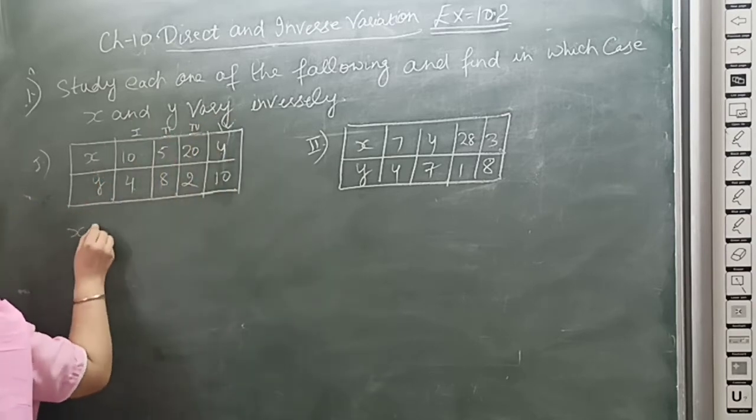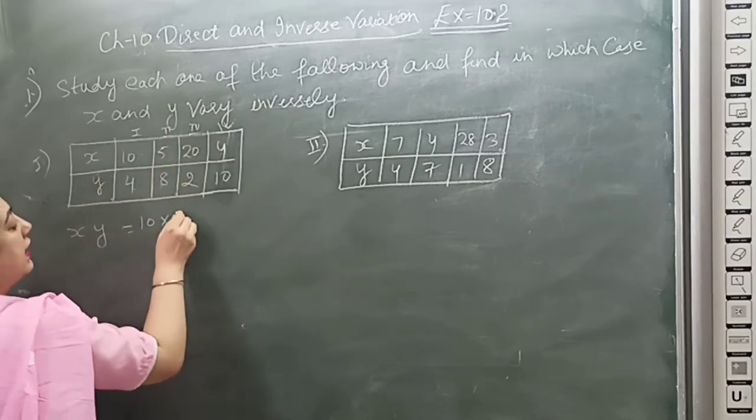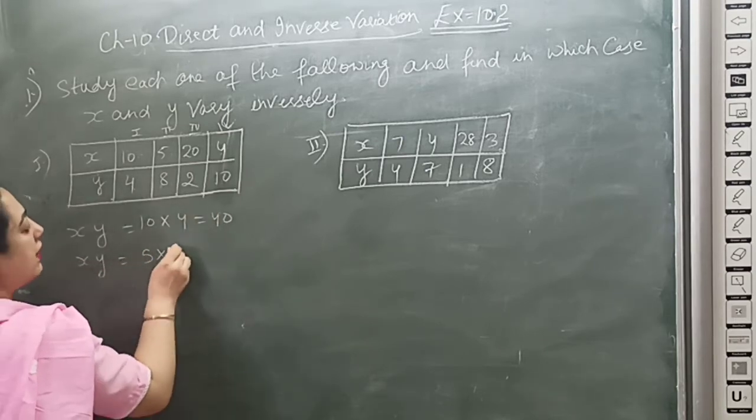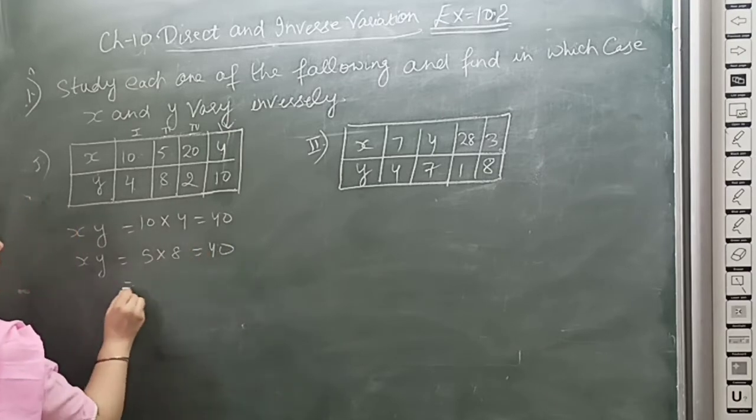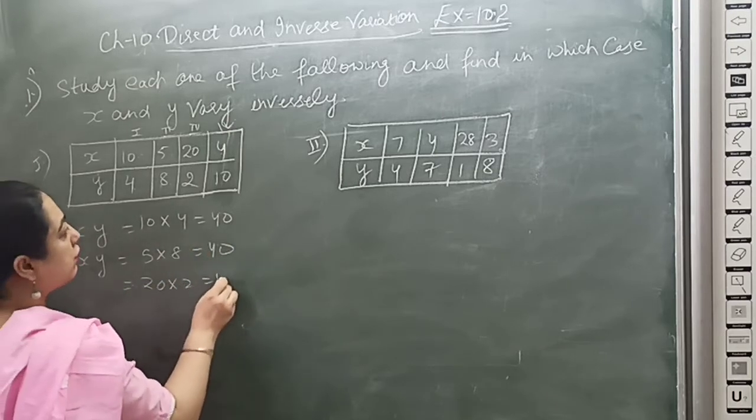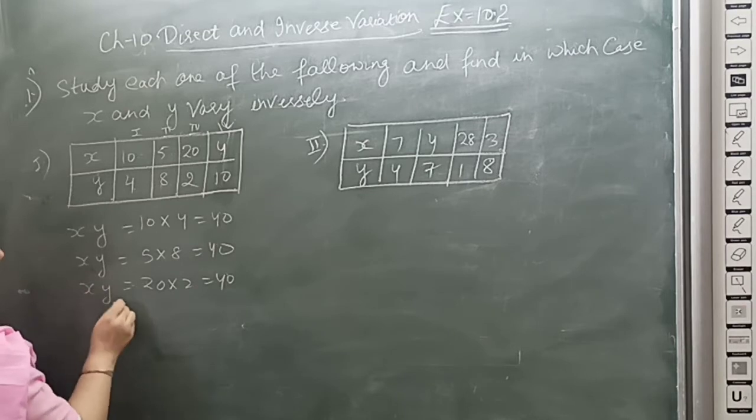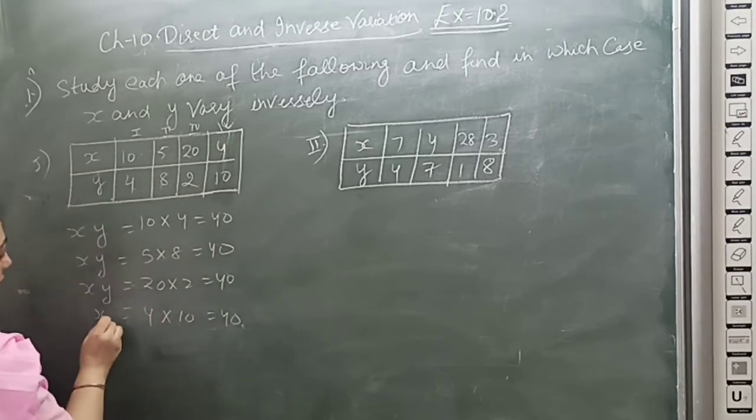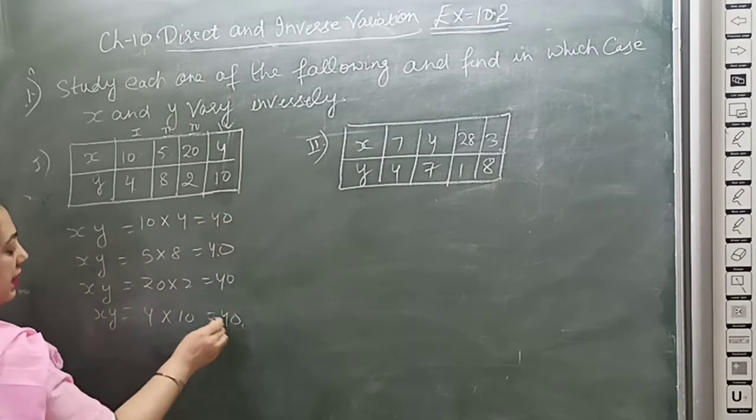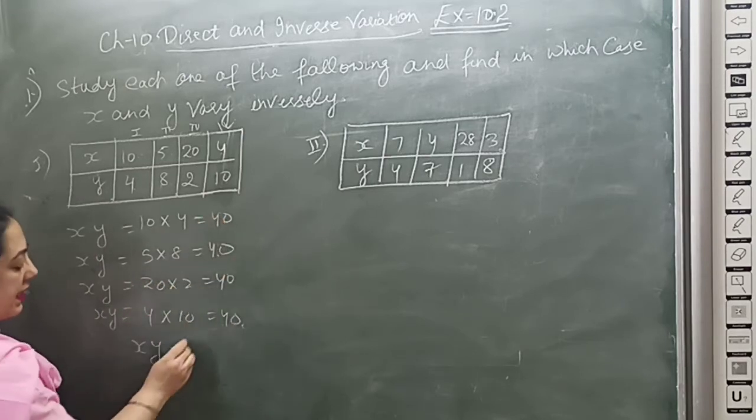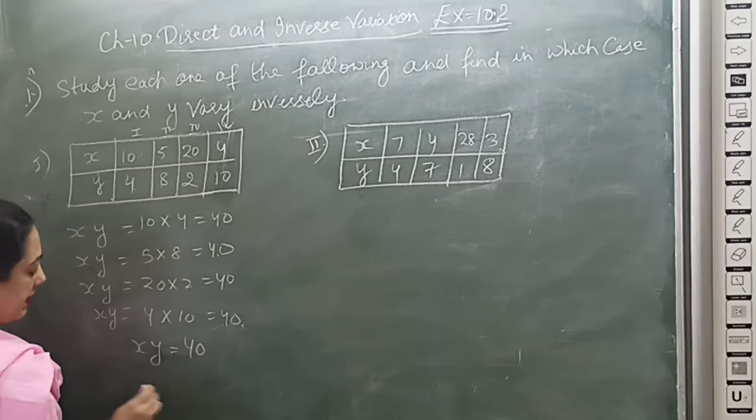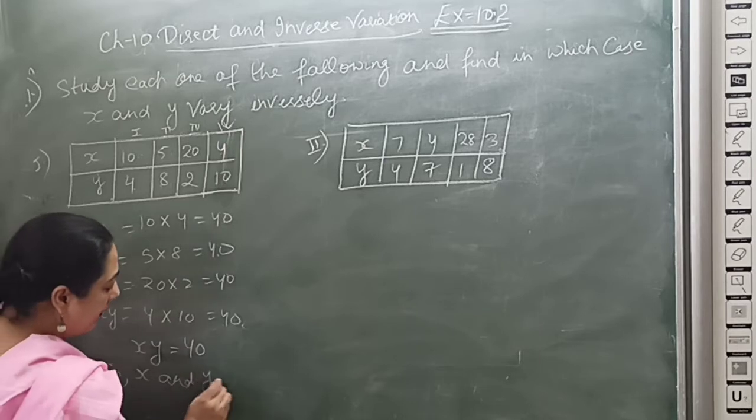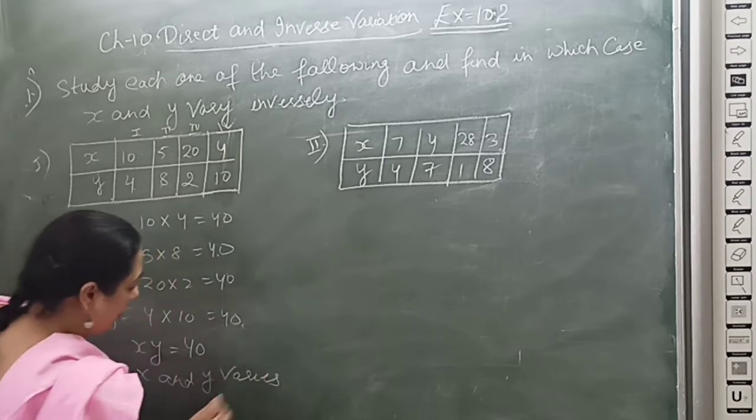I find out xy. In the first column, it is 10 into 4, it is 40. In the second column, it is 5 into 8, 40. In the third column, it is 20 into 2, 40. And in the fourth column, 4 into 10, it is again 40. Now, in each case xy is the same, 40 in each case. So, x and y vary inversely.